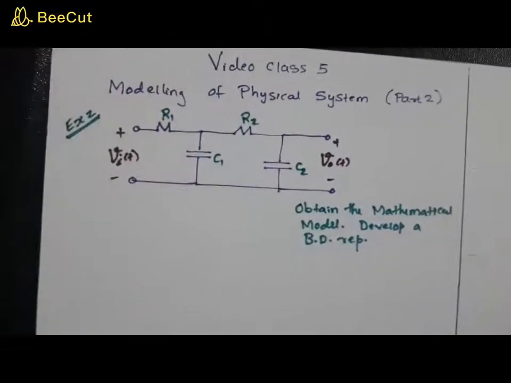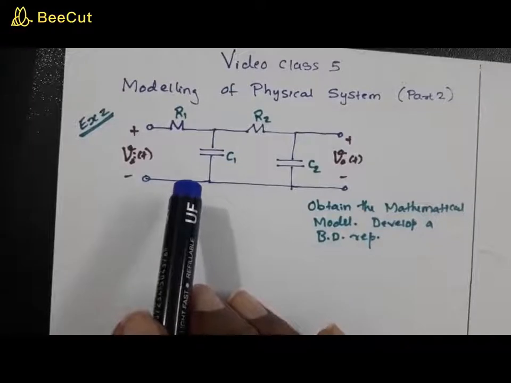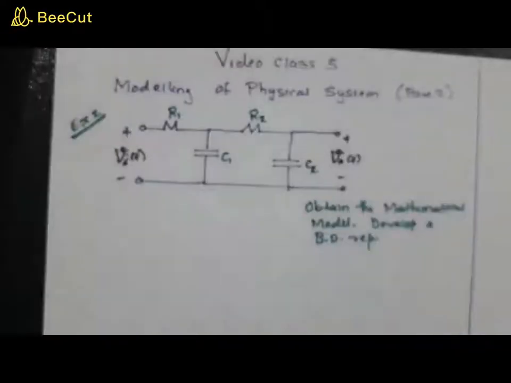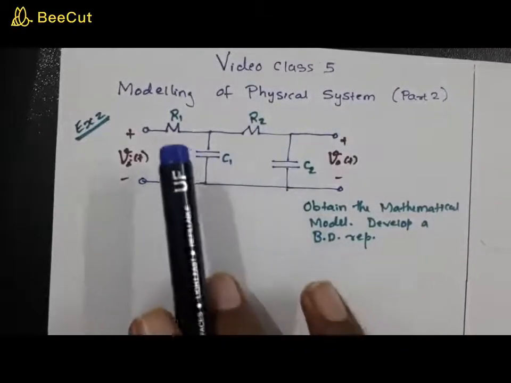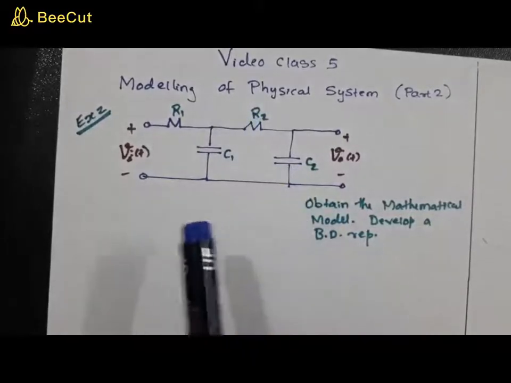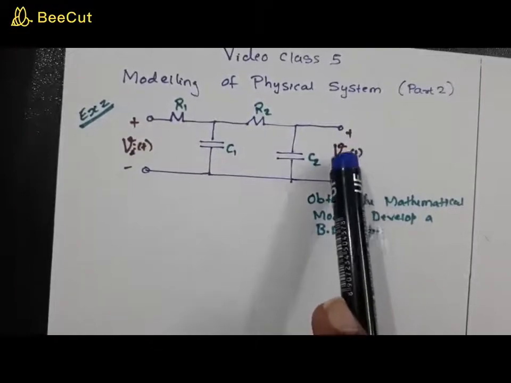Now we are going to do another example. This is a bit more complex circuit in comparison to the simple circuit. That means you have a two RC circuit, right? R1 C1 in shunt with R2 C2. You have been given Vi of t and V0 of t.